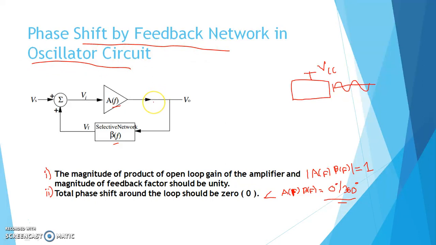circuit. What we know from the Barkhausen criteria is that if you make one complete loop, that means if you move in this way, then obviously the total phase shift of a complete loop is 0 degree or 360 degrees. Now what is the amount of phase shift offered by the frequency selective network beta? That thing I will discuss.